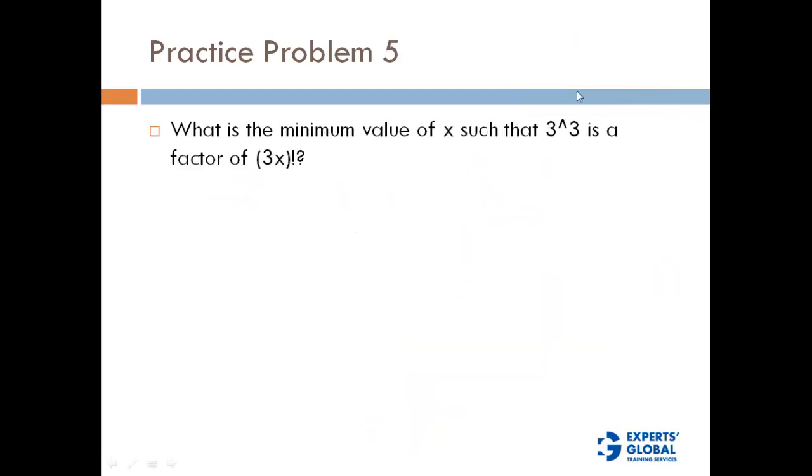Let's look at this. Please pause the video and give it a try. What is the minimum value of x for which 3 raised to 3 is a factor of 3x factorial? Okay, so we are talking about 3x factorial. 3 raised to 3 can be written as 3 3's into some integer. Let's call it I. So we need an expression like this, and we need to find out the minimum value of x for this. So that means let's look at this factorial.